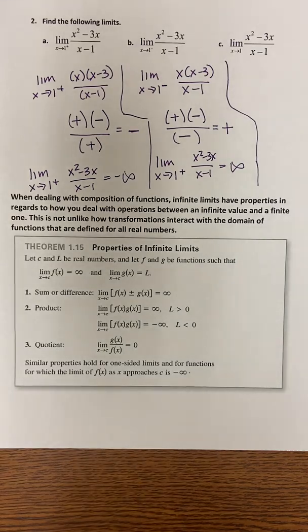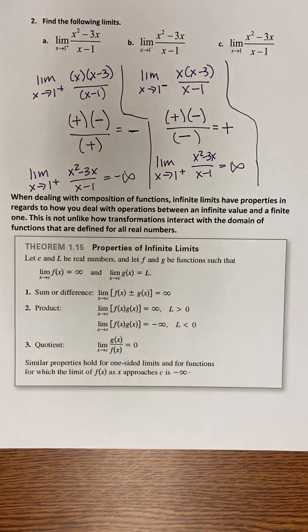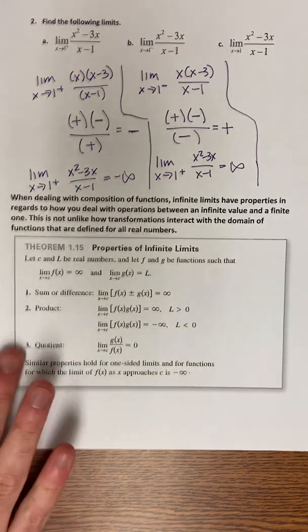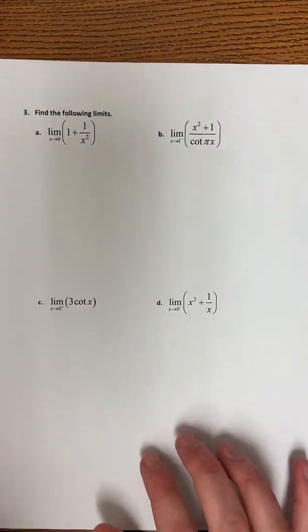So similar properties hold for one-sided limits and for functions whose limit approaches negative infinity. So this is using positive infinity, but the rules still hold for negative infinity. So let's take a few limits that have multiple portions, and then we will be done with this section.